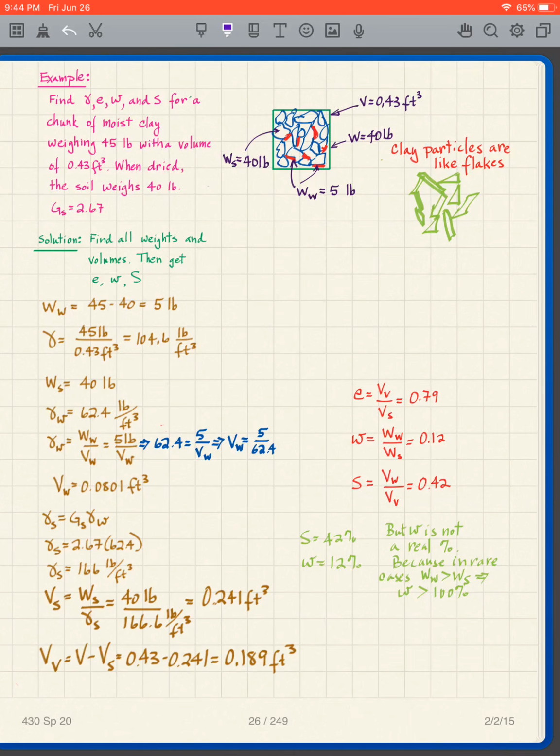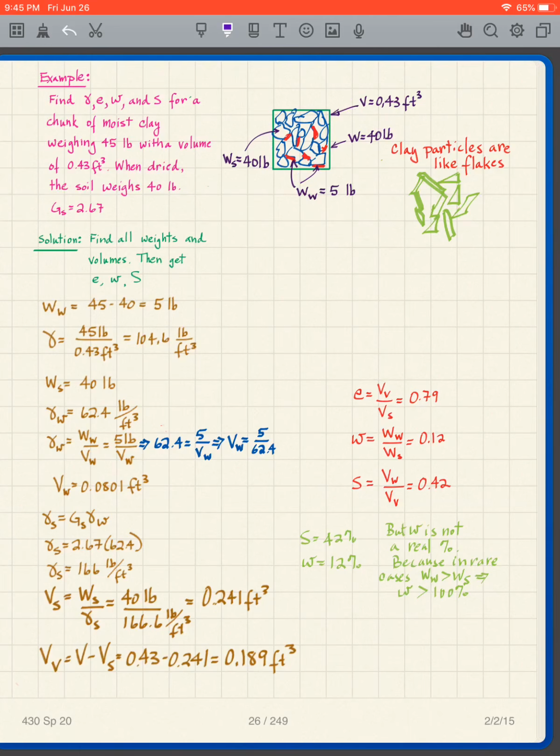Now, how can I get the weight of the water? Well, if it weighs 45 pounds when it's moist, and 40 pounds when it's dried, the weight of the water is simply going to be 45 minus 40, which is 5 pounds. So I've got the weight of the solids, I've got the weight of the water. I've been given that the total volume of this whole box is 0.43 cubic feet.